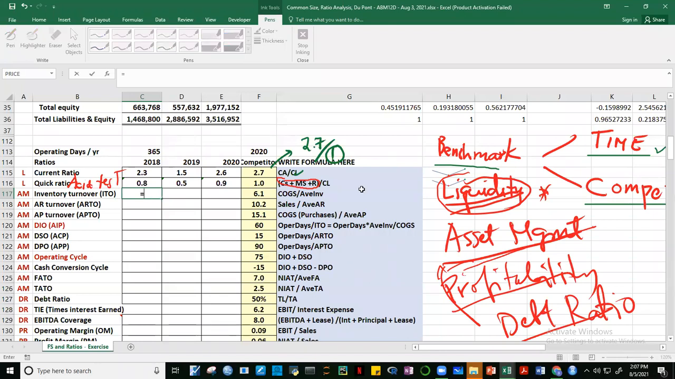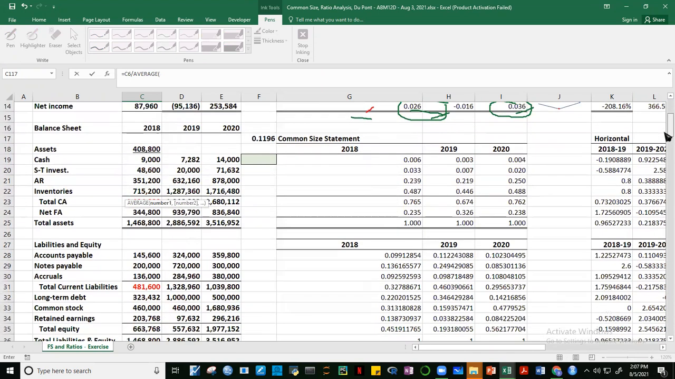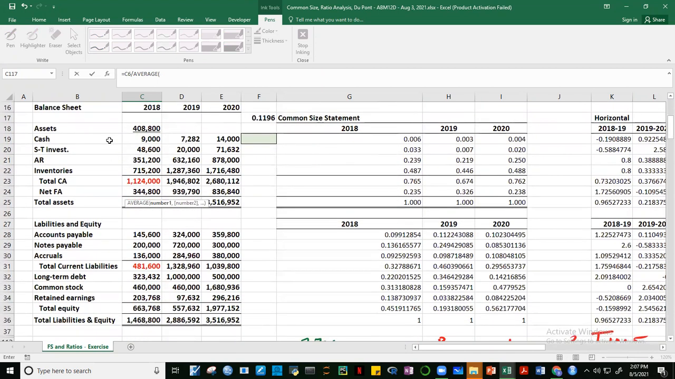Okay, so dito, cost of goods sold. Then divided by the average ng nino. Average ni inventory. So ito. So nagsimula tayo sa 2018, average daw, ang gagawin natin, average ni C22 at saka B22. Kasi ito yung beginning at saka ending.